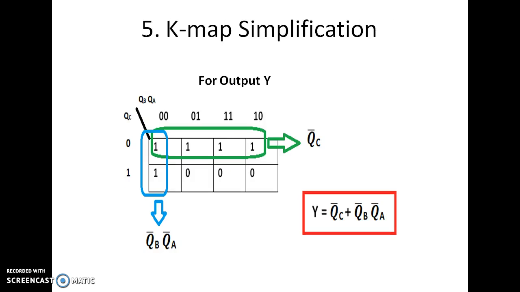We have to prepare the K-map so that we can get the output equation. The first 5 states, 0, 1, 2, 3 and 4, we have entered 1 and the rest 3 are 0. So the upper row is forming one quad and the answer will be QC bar, and the first column is forming one pair, that is QB bar into QA bar. So the output equation Y is equal to QC bar plus QB bar into QA bar.